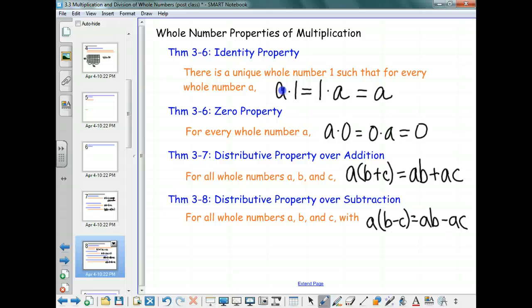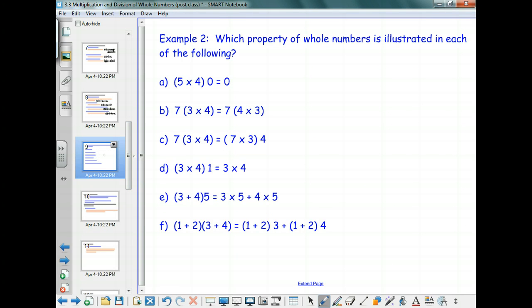Okay, seem okay? We're going to do exactly what we did back in section 1. We're going to see some problems where we have to decide what property is being used. All right, first one, what property is that? 0. That's the 0 property. How about the second one? Wow, there's so many rumblings with 3 different answers.